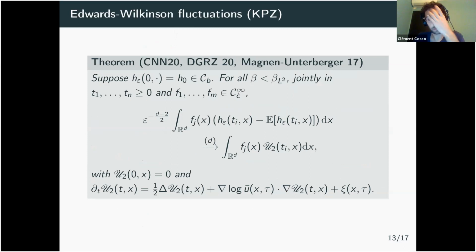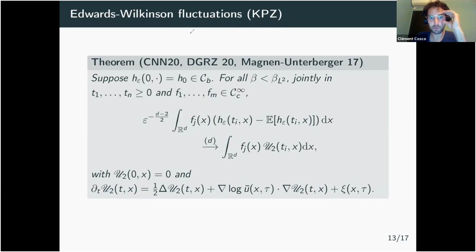It's not trivial to go from one to the other because you're testing against a test function. Going from u epsilon to the log of u epsilon is not easy inside the integral against the test function. So it's not trivial to go to one or the other, and actually it's much harder to prove it at the level of the KPZ.